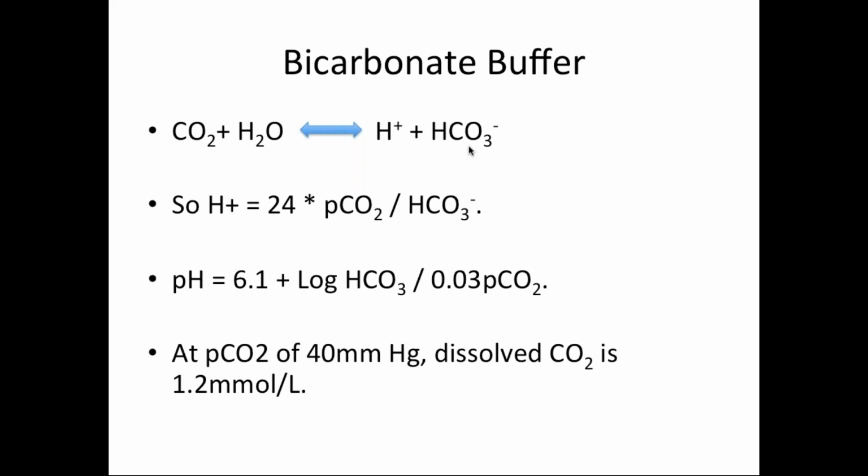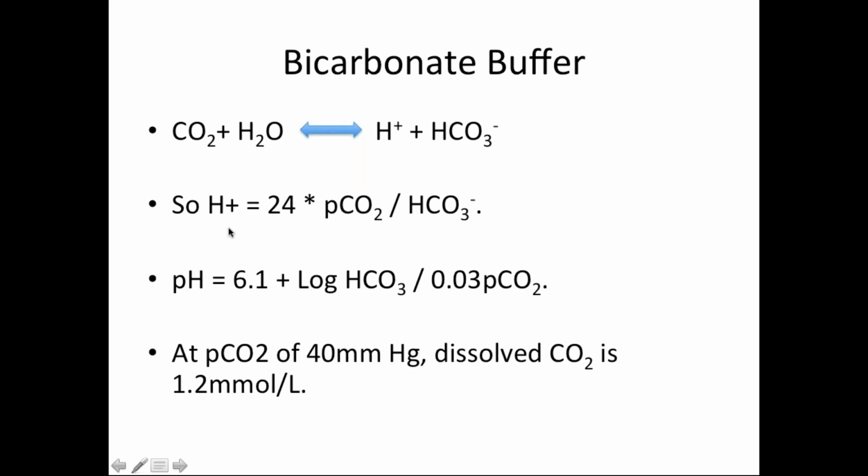Another part of this, which is why the bicarbonate buffer is good, is that the PCO2 can be blown off by the lungs, and we'll come back to that as well. So this reaction can also be written as the H plus concentration is equal to 24 times the PCO2 in millimeters of mercury divided by the bicarb in millimoles per liter.